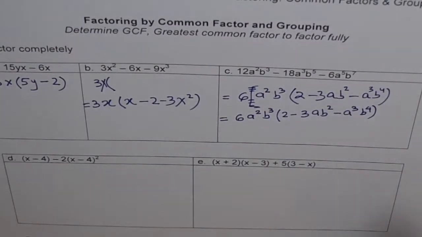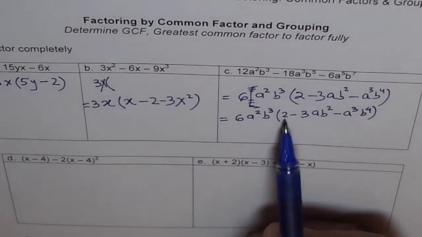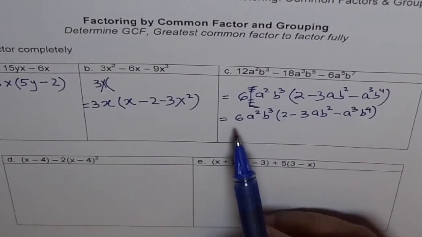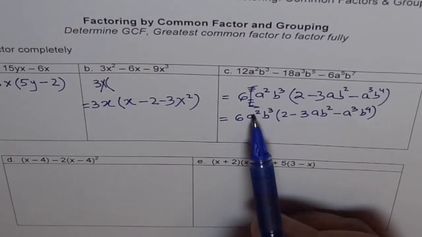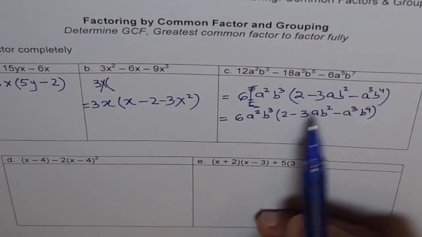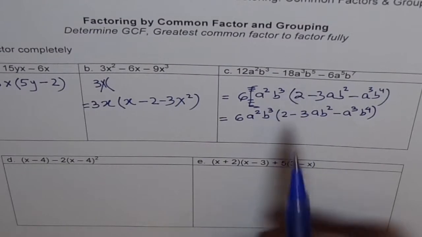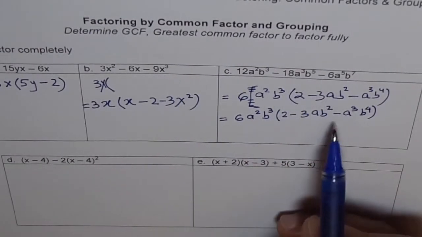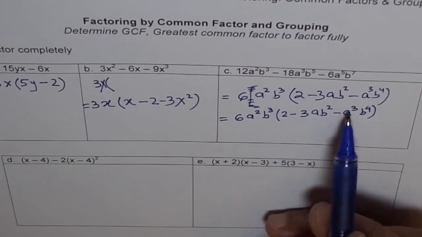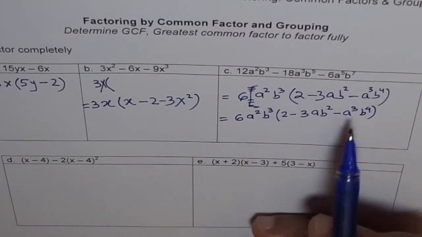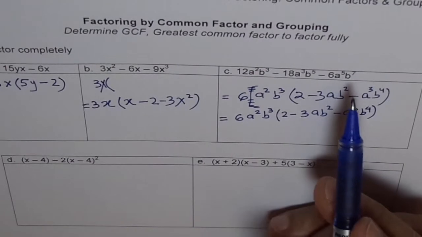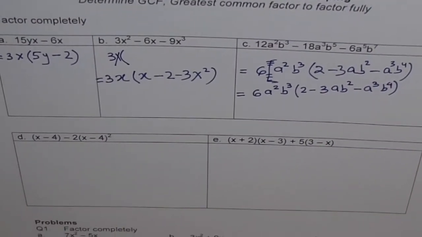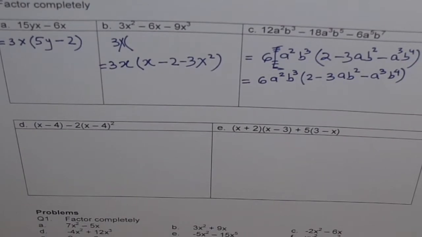You can check after you open. 6 times 2 is 12, 12 a square b cube, correct? 3 times 6, 18, minus 18, a to the power of 3, b to the power of 5, 3 plus 2, that's correct. Minus 6, number 6 is fine, a square times a cube, 2 plus 3, 5, b cube, b to the power of 4, 4 plus 3, 7, that's perfect. Okay, so these kind of groups we have already done. Let's do the next type.